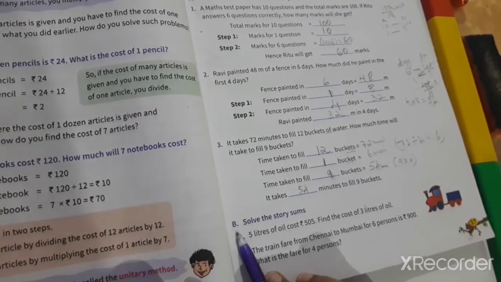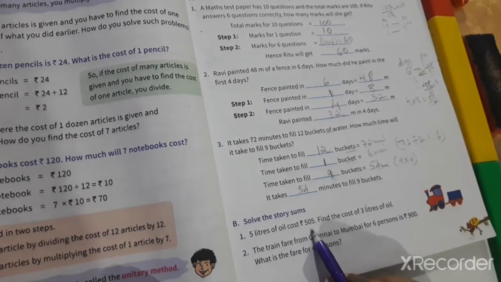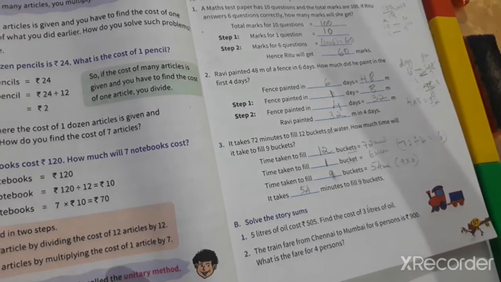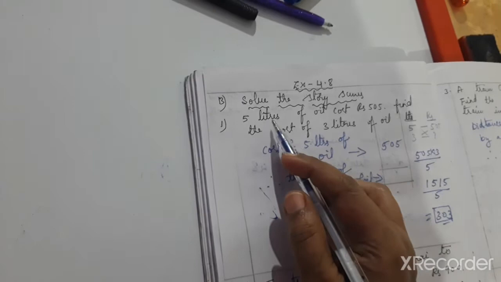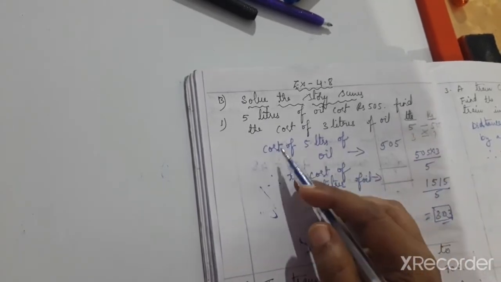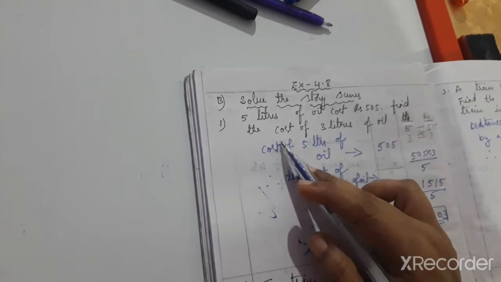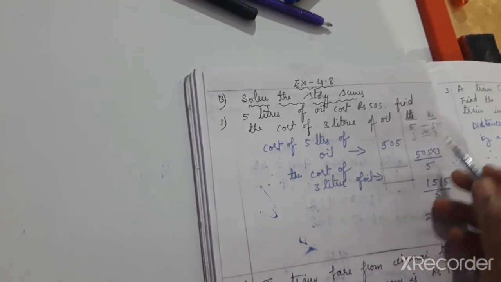Next is B, main children. Solve the story sum. 5 liters of oil cost is rupees 505. Find the cost of 3 liters of oil. Now here, cost of 5 liters of oil is 505. Therefore cost of 3 liters of oil, that we have to find.